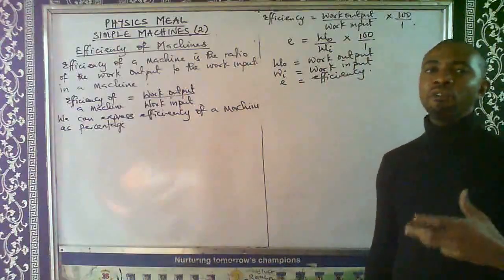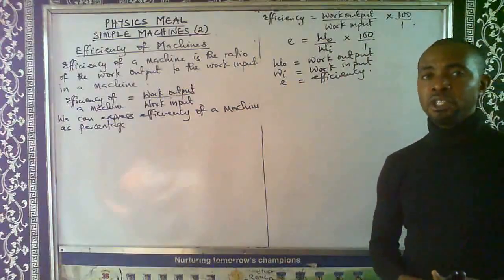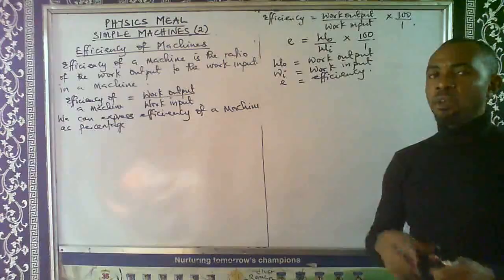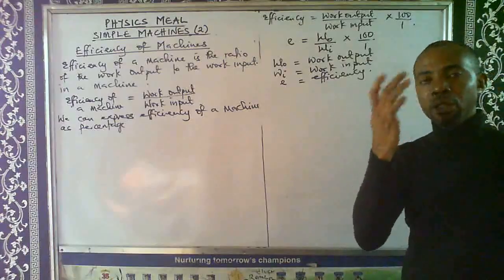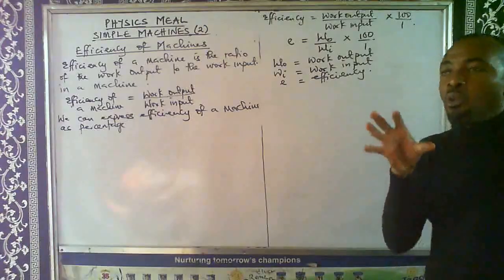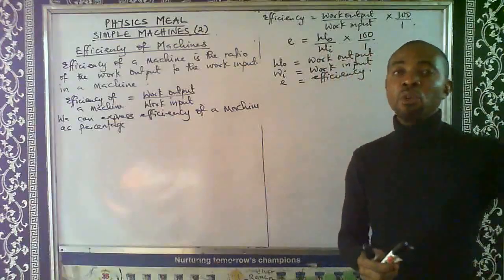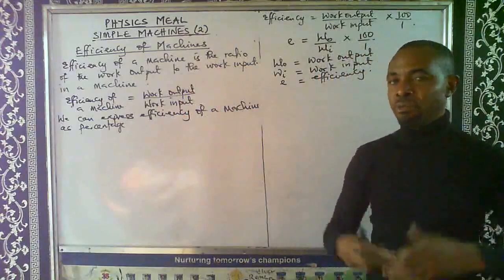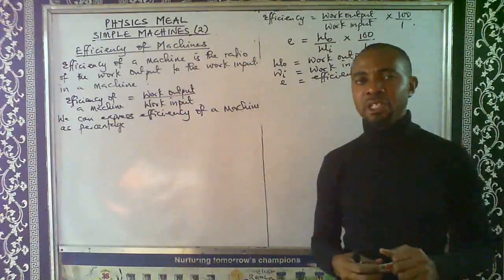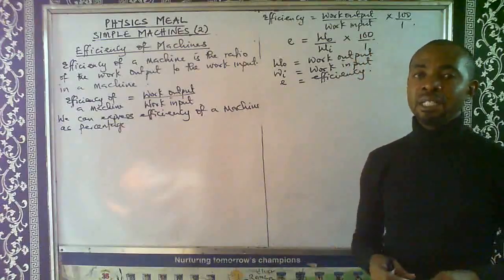So the efficiency of a machine is not usually 100% because of what? Frictional force. Because part of the work input in the machine will be used in overcoming the what? The frictional force. So the work input will do two works. First of all, to give us work output, and also to overcome frictional force. So because of the presence of friction in machine parts, a machine will not have 100% efficiency.